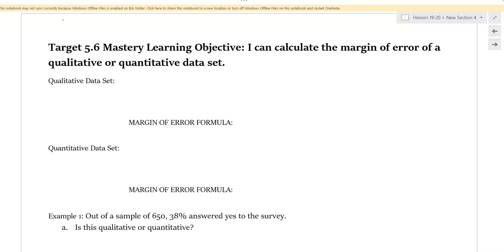So we have qualitative versus quantitative. A qualitative data set is like a survey where you choose an option. Really, that keyword is option here. For example, what is your favorite color? They might have a red, a blue, a green, whatever.